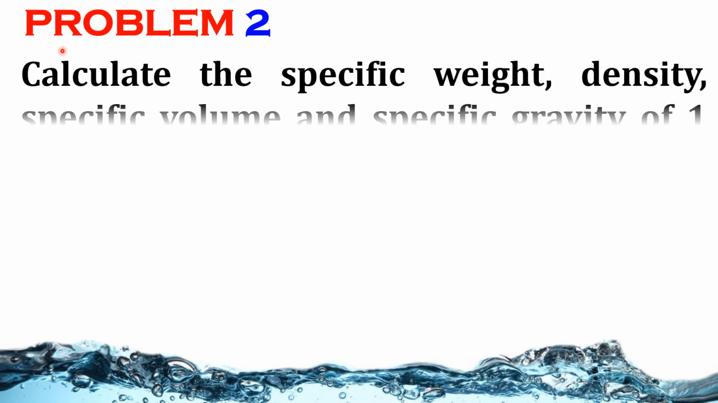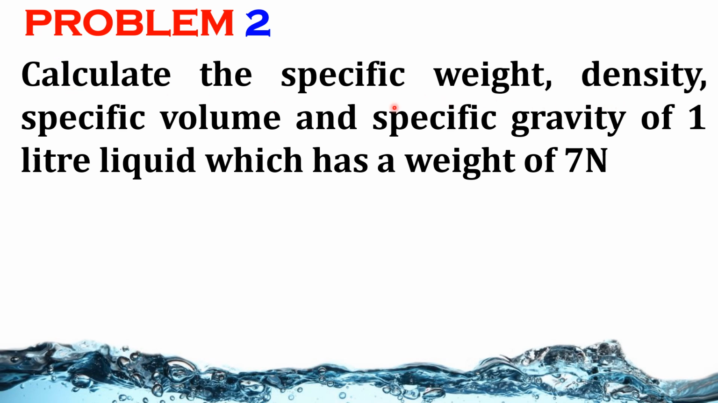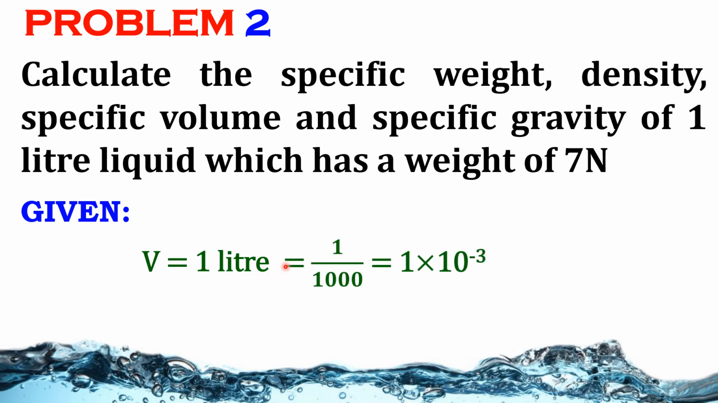Problem number 2. Calculate the specific weight, density, specific volume and specific gravity of 1 liter liquid which has a weight of 7 Newton. Given data, volume of the liquid is given in liters. First, I have to convert liters into meter cube. For that, I have to divide it by 1000. So, V is equal to 1 into 10 to the power minus 3 meter cube. Then they are given capital W as 7 Newton.